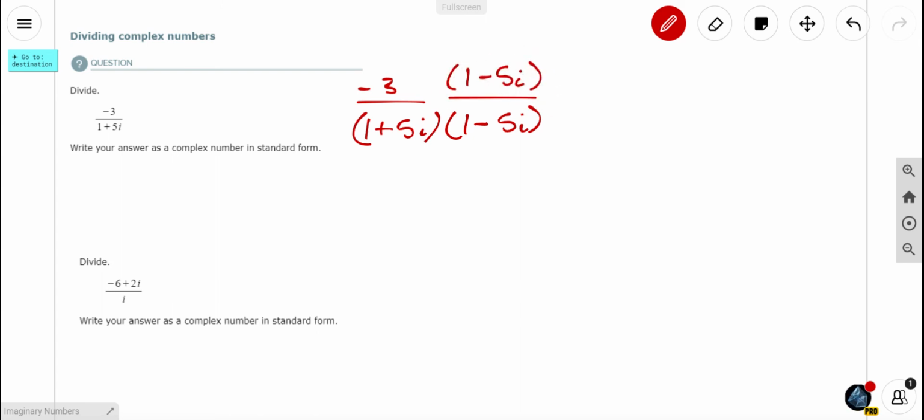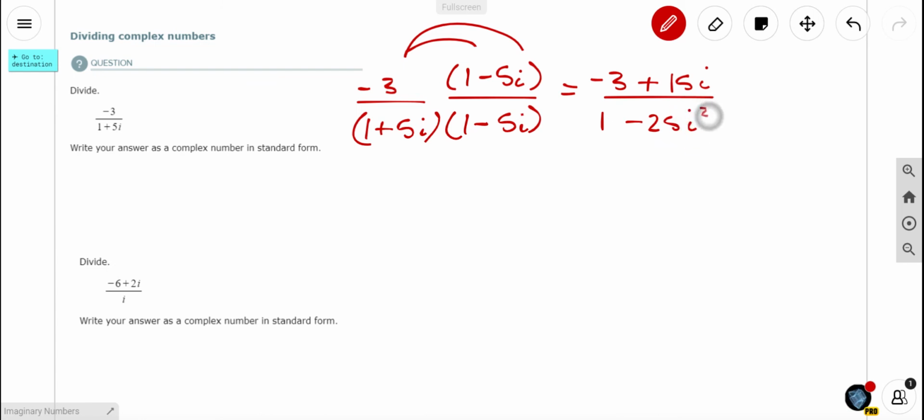Okay, whatever you did on the bottom, you need to do on the top. We're going to distribute this now. Not FOILing because it's just one number. So it's negative 3 plus 15i all over 1 minus 25i squared. And you know that i squared is going to change it to a plus, and it's going to end up being 26. And you're going to get negative 3 plus 15i. And none of these are divisible by 3, but 26 is not. So this is the final answer.